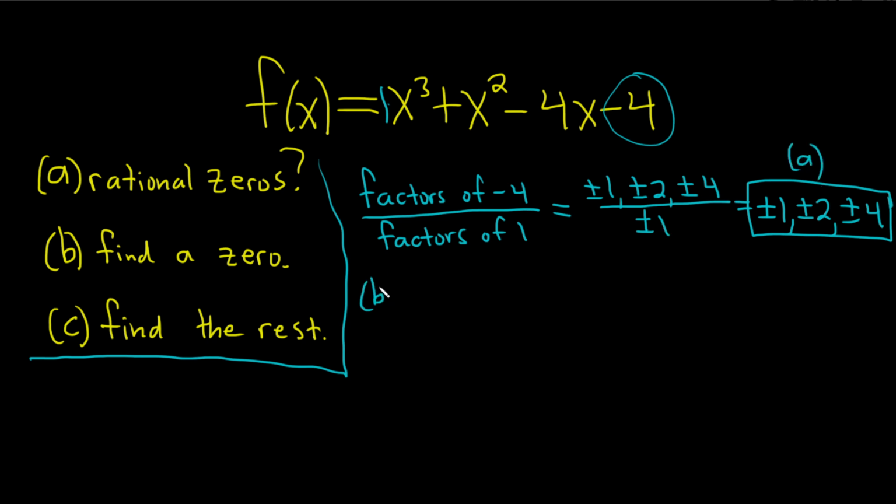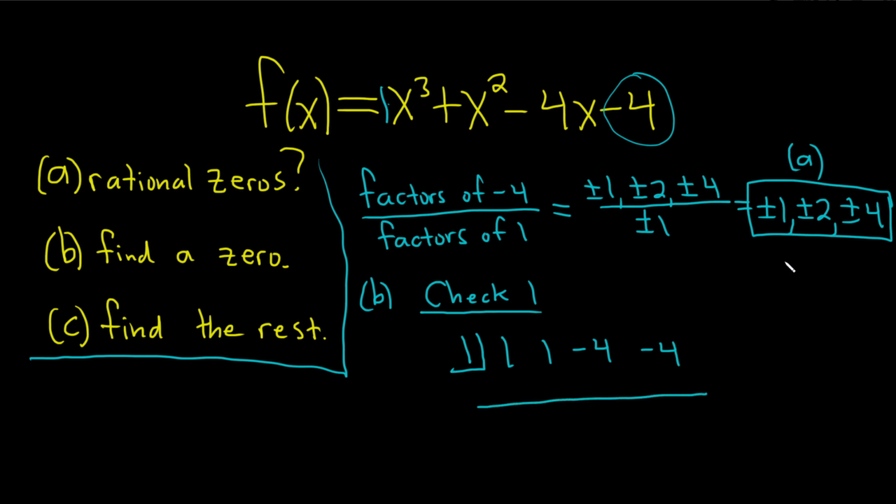Part B wants us to find a zero, so I think they want us to use this and synthetic division. So let's start by checking 1. I'm going to show you how to do this. To check if 1 is a zero, you put a 1 here like this, and then you write down the coefficients of your polynomial: 1, 1, -4, -4. And then you use synthetic division. You just pick one and then see if it works. How do you know if it works?